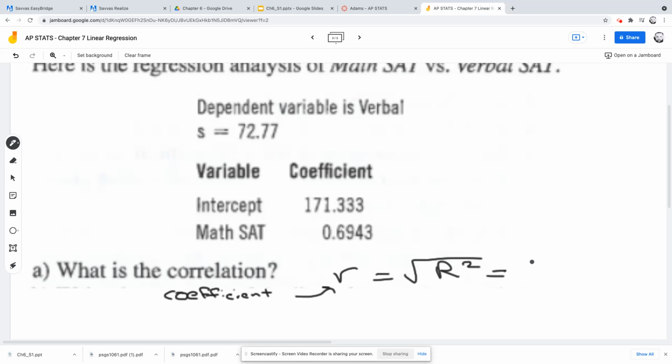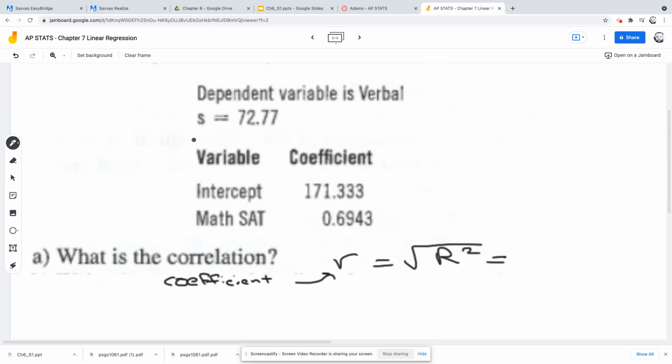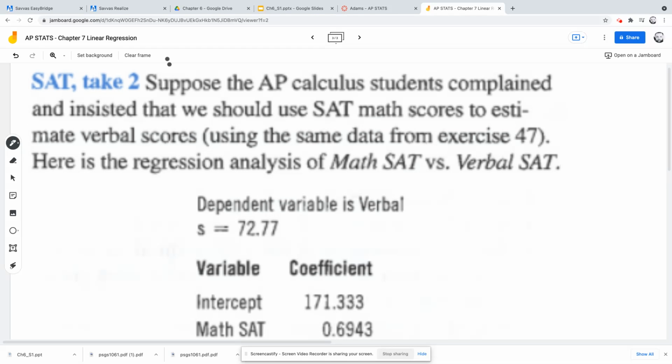So what is R squared? Is there a way that you can find that? Well, remember, this is from exercise 47, and I think that, let me see if they do that. Yeah, that's the part. That's the tough part. So you'd have to go back and look at question number 47.